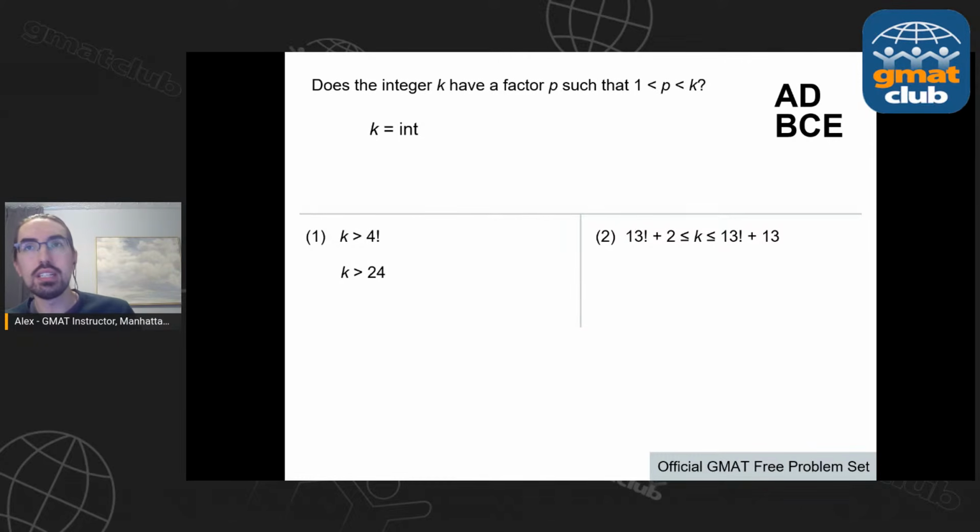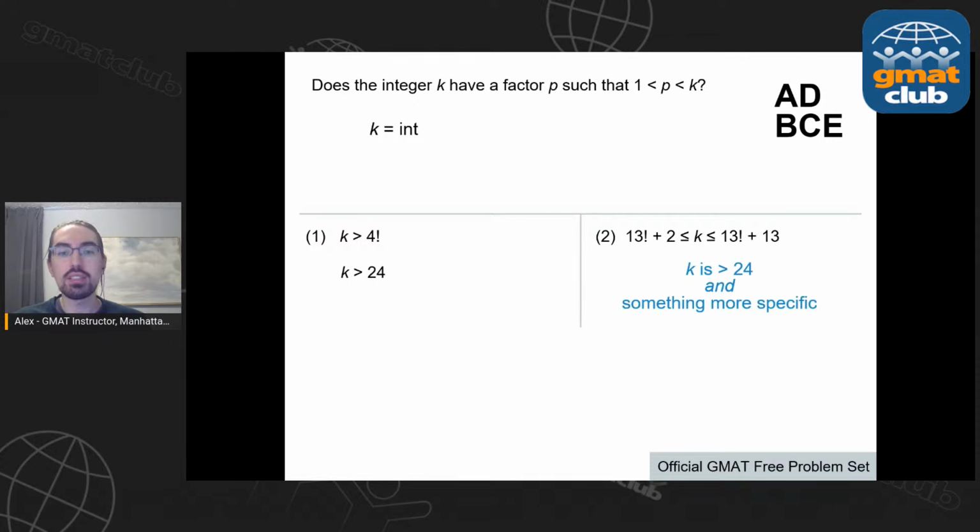Statement 2 is bonkers. There's a lot going on. 13 factorial is an incredibly high number, and k is going to be greater than or equal to that, plus 2. So we know that k is greater than this incredibly high number, which is basically what statement 1 already told us, right? If statement 1 says k is greater than 24, statement 2 says the same thing, but also gives us more. We can cross off some answers.